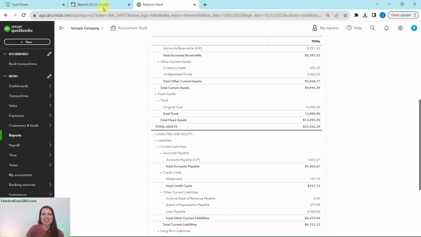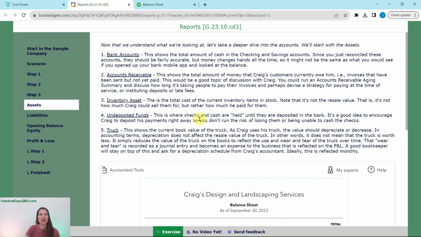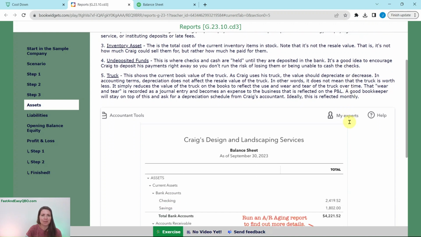And then we're going to look at undeposited funds. These are where the checks and cash are, quote unquote, held until they are deposited into the bank. It's a good idea to encourage Craig to deposit his payments right away so you don't run the risk of losing them or being unable to cash the checks.